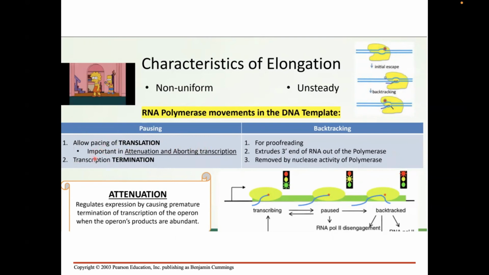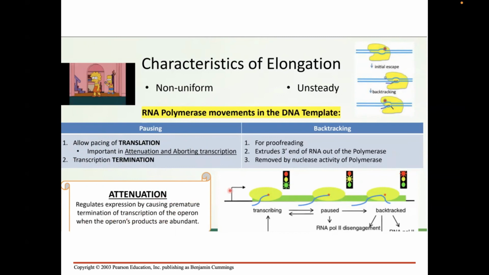And then it is important also in the transcription termination. Ano po ba yung attenuation? Attenuation, it regulates expression by causing premature termination of transcription of the operon when the operon's products are abundant.